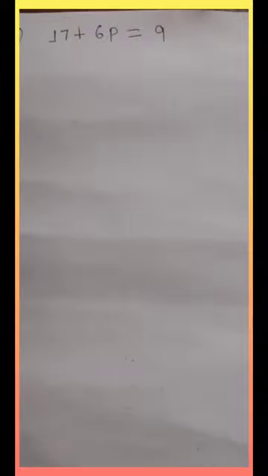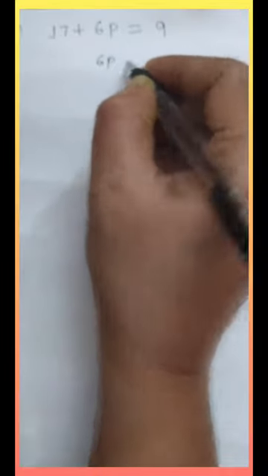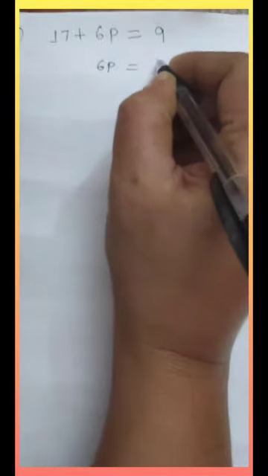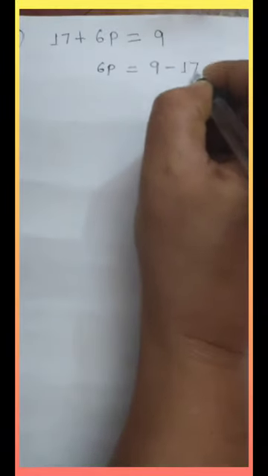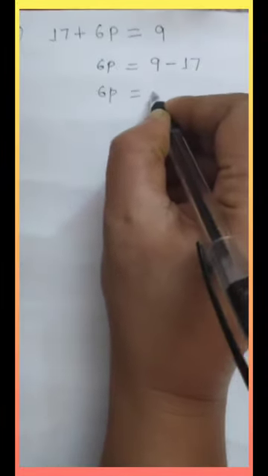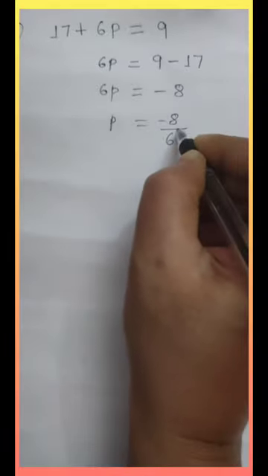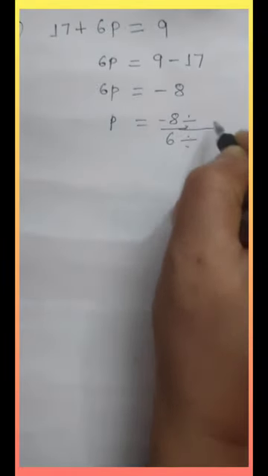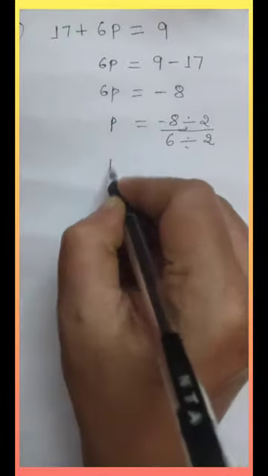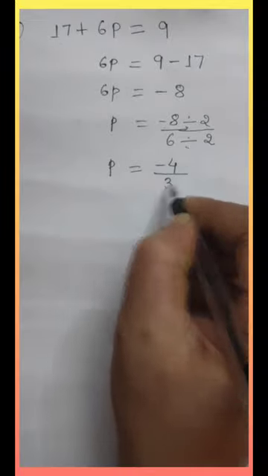17 plus 6p is equal to 9. The variable and the number with it, 6p, keep on the same side, is equal to 9. And this 17 will be transposed to the right hand side, and plus 17 becomes minus 17. 6p is equal to negative 8. p is equal to negative 8 upon 6. 8 and 6 can be divided by 2. 2 is a common factor here, and therefore p is equal to negative 8 divided by 2 is negative 4, 6 divided by 2 is 3.